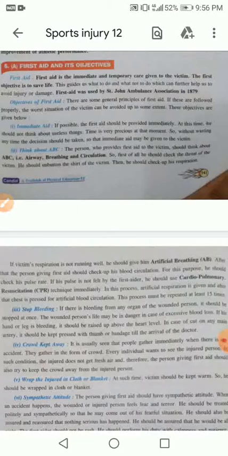After that, the person should check his blood circulation through his pulse rate. If his pulse rate is not felt by the aiders, then give the cardiopulmonary resuscitation technique immediately. For this, first artificial respiration is given, and the chest is pressed for artificial blood circulation. At least do this 15 times.